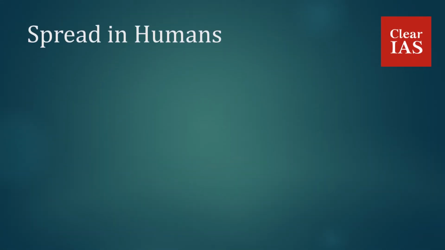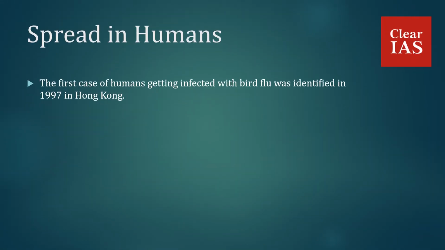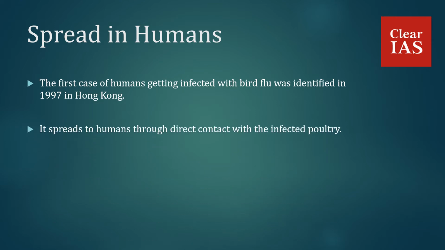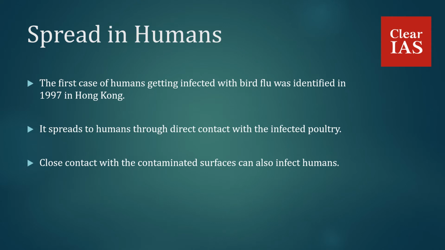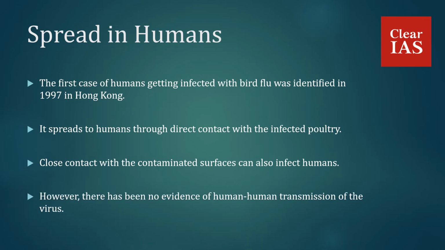Spread in humans. The first case of humans getting infected with bird flu was identified in 1997 in Hong Kong. It spreads to humans through direct contact with infected poultry. Close contact with contaminated surfaces can also infect humans. However, there has been no evidence of human-to-human transmission of this virus to date.